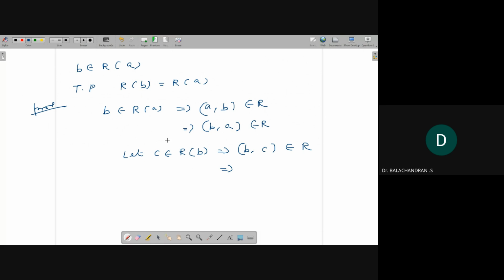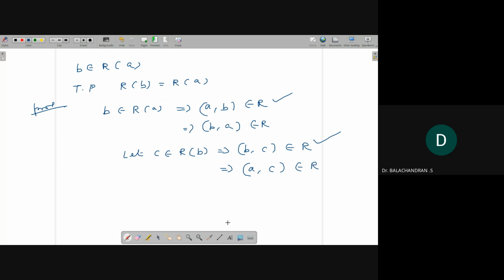C belongs to R of B means B comma C in R. And then using these two, A comma B in R and B comma C in R, R is an equivalence relation, and R is transitive. Hence A comma C in where? R. A comma C in R.